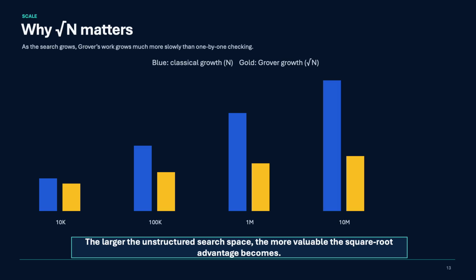Maya has discovered that Grover does not win because it runs through the hallway faster than a classical computer. It wins because it follows a completely different mathematical path through the problem.